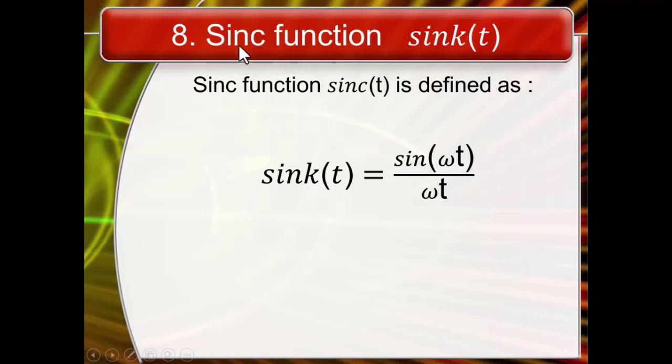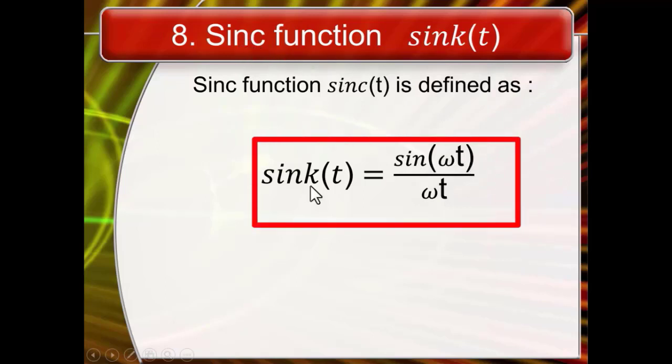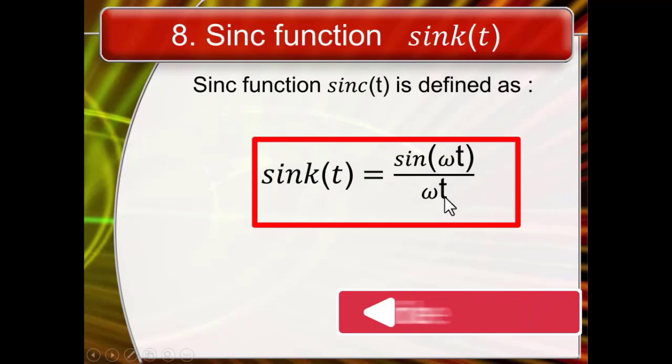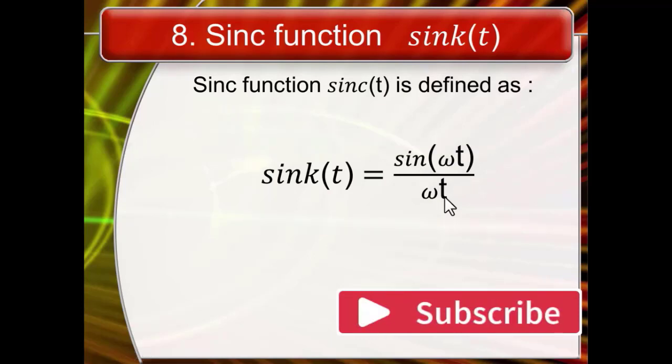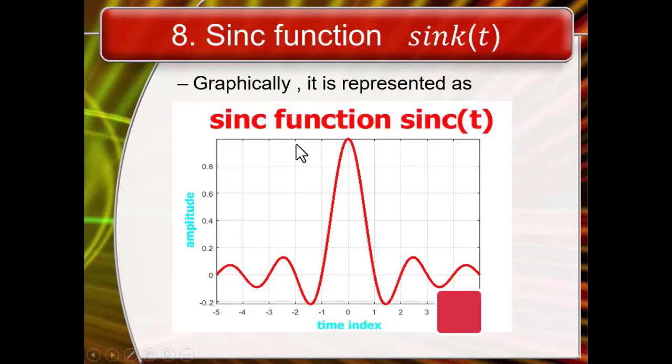The next one is the sinc function. Sinc of t is defined as sine of omega t divided by omega t, where omega is equal to 2 pi divided by T, where T is the period. And graphically, we can represent the sinc function.